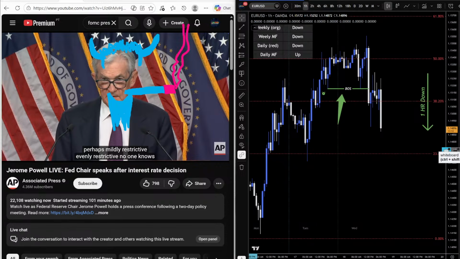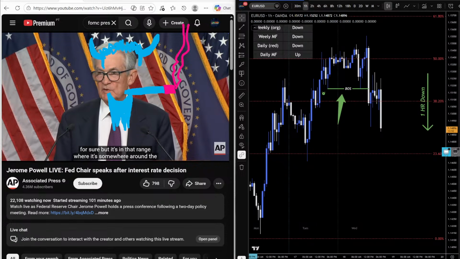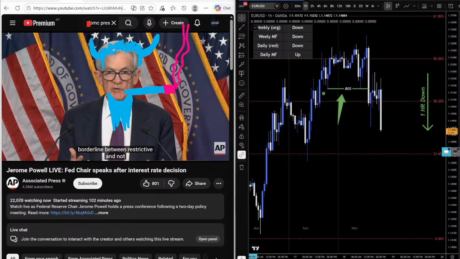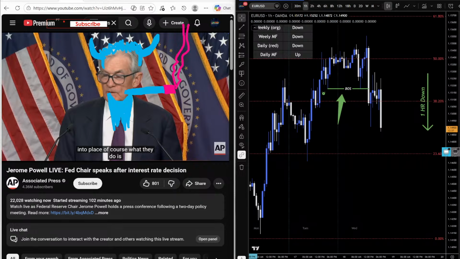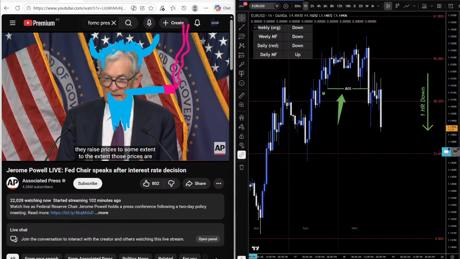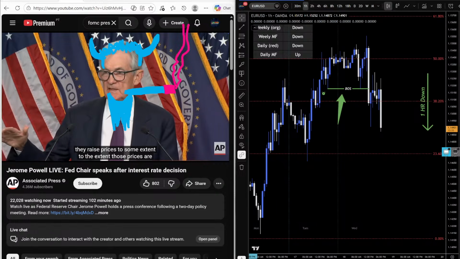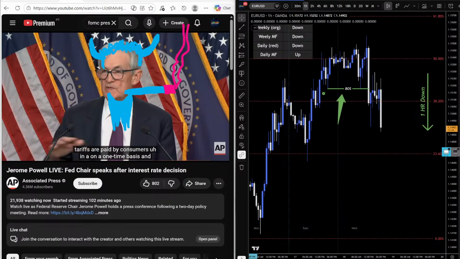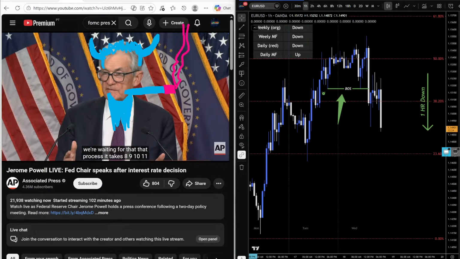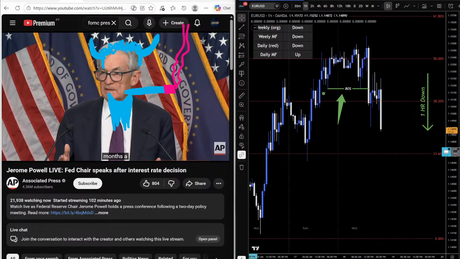Remember that a big part of the disinflation we're looking for is just the runoff of when tariffs are put into place. Of course, what they do is they raise prices to some extent, to the extent those tariffs are paid by consumers on a one-time basis. And we're waiting for that process. It takes 8, 9, 10, 11 months, a year to go through the system, and we're waiting for the tariffs, which were put in place over the course of the middle part and later last year.